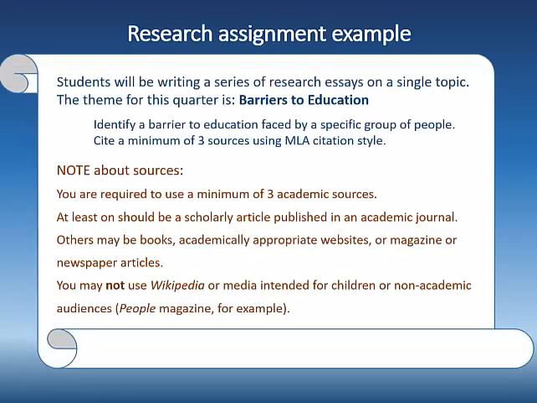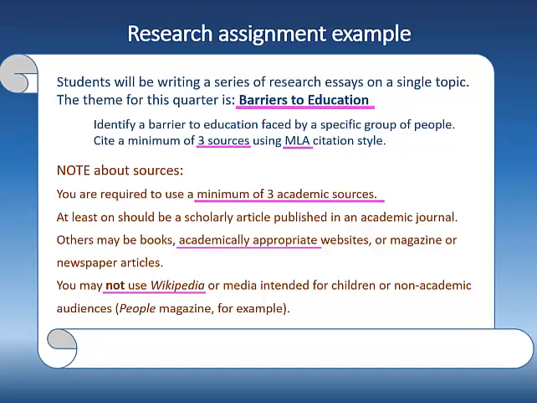Here's an example research assignment from an SEC writing class. Students will write a research essay related to the theme, Barriers to Education. They're required to use a minimum of 3 academic sources and must cite sources according to MLA style. Other sources may be from books, articles, or websites, and students are advised not to use Wikipedia. Because we can't identify who created the information in Wikipedia and the author's expertise, bias, the sources they used, etc., it's not generally used as an information source in college and professional research.